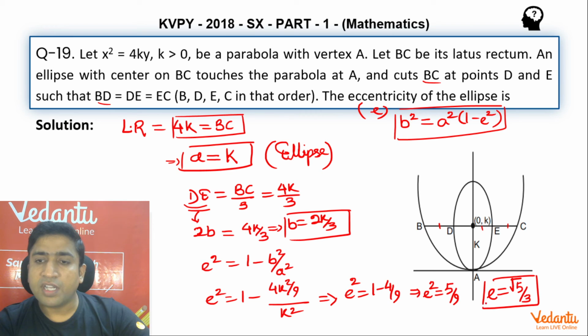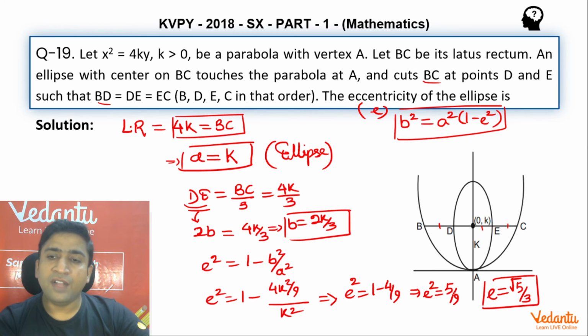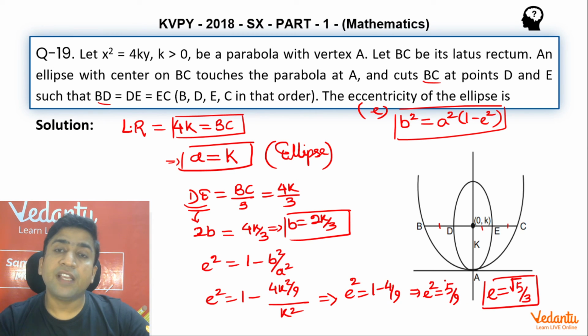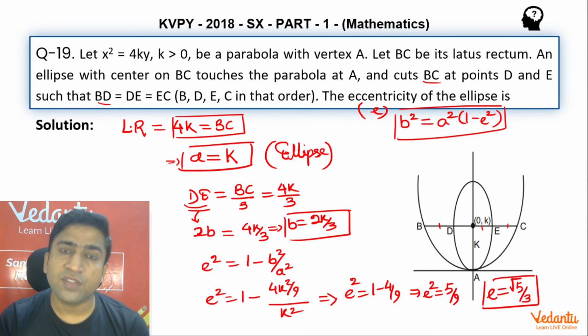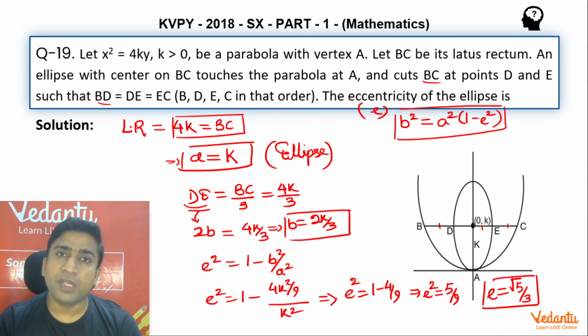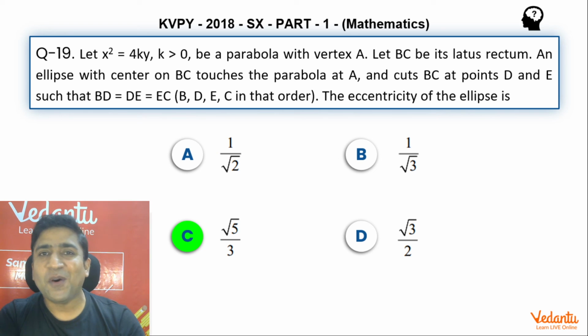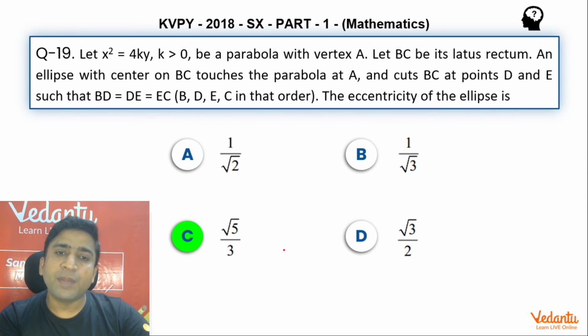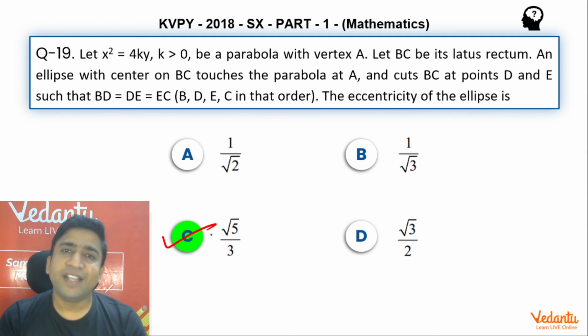So this is the answer for this question: the value of eccentricity is under root 5 by 3. Now, if you ask me the options, the correct option for this particular question, I hope all of you can see that root 5 by 3 matches option C. Hence, C is the correct answer.